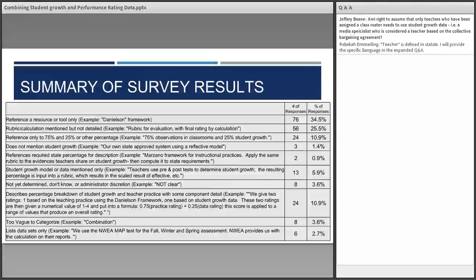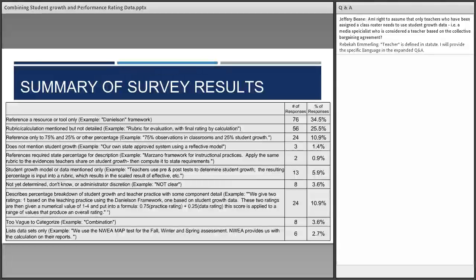Then 24 responses were categorized as describing a percentage breakdown of student growth and teacher practice with some component detail. An example of this is: we give 2 ratings, one based on teacher practice using the Danielson framework, one based on student growth data. These 2 ratings are then given a numerical value of 1 through 4 and put into a formula: 0.75 times practice rating plus 0.25 times data rating. This score is applied to a range of values that produce an overall rating. So around 11% would be indicative of a description of that type of response.